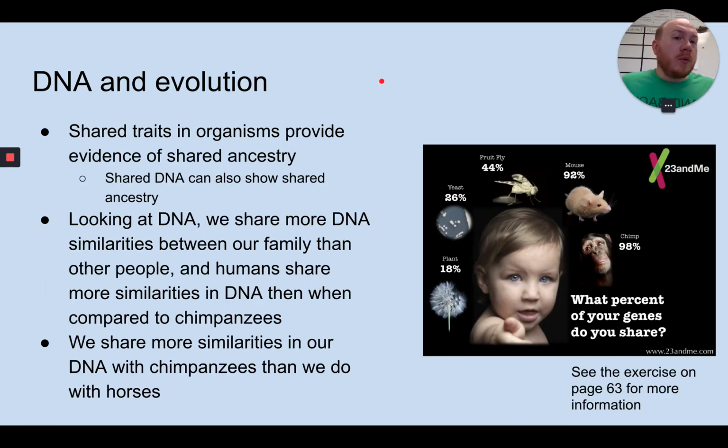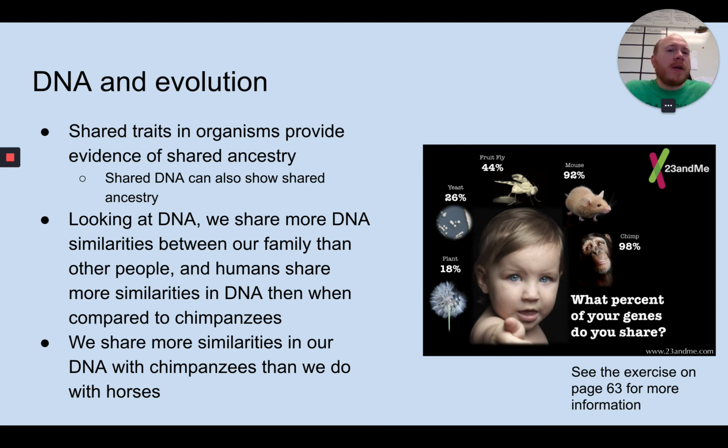One thing to note, though, and this is really important, is that when we look at DNA, it's a major, major piece of evidence for evolution. So shared traits in organisms provide evidence of shared history. This means that a shared trait is a shared gene, so the DNA is the same, or really, really similar. So shared DNA can also show shared ancestry.